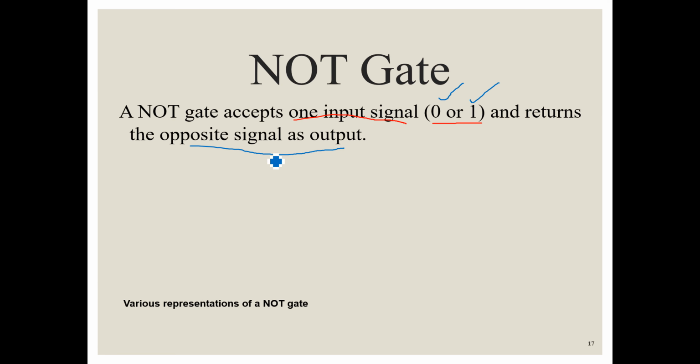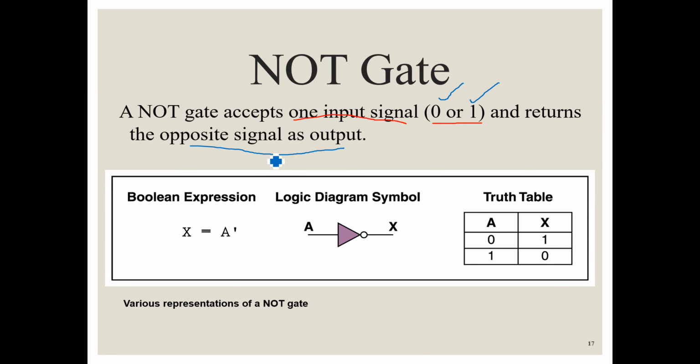So let us see the representation of the NOT gate. This is the NOT gate. Here is the Boolean expression of a NOT gate. As I told you, if A is the input, then your output will be A bar. So X is equal to A bar is your Boolean expression.